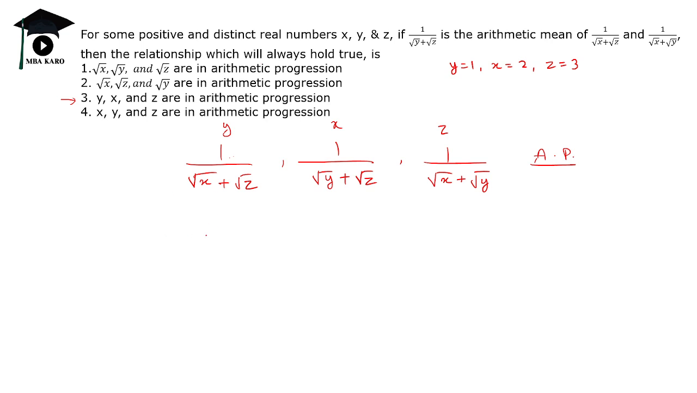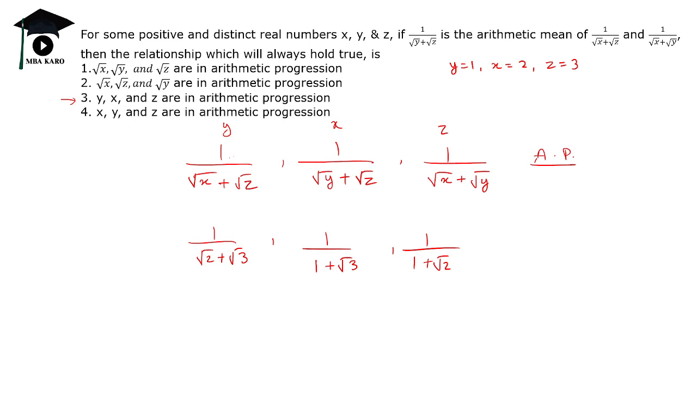If we put y equal to 1, this becomes 1 upon root 2 plus root 3. It becomes 1 upon root 1, y will remain 1 only, plus root z, which is root 3, and this is 1 upon 1 plus root 2. So these are in AP.